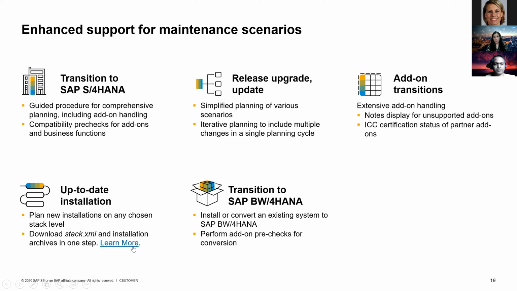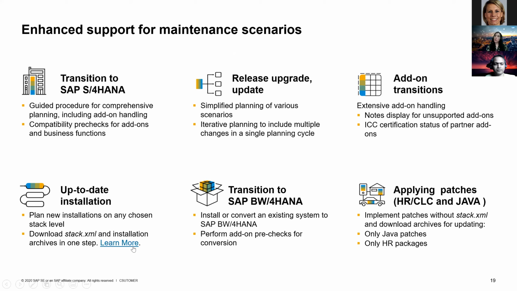So we are supporting all SAP products. We support all new SAP products. So BW for HANA is supported. New installation of BW for HANA can be planned in Maintenance Planner. Also, pre-checks and conversion can be planned using Maintenance Planner. We also support smaller changes without using the stack XML. So you can plan only for Java patches, or you can plan only for the HR packages with these functionalities.